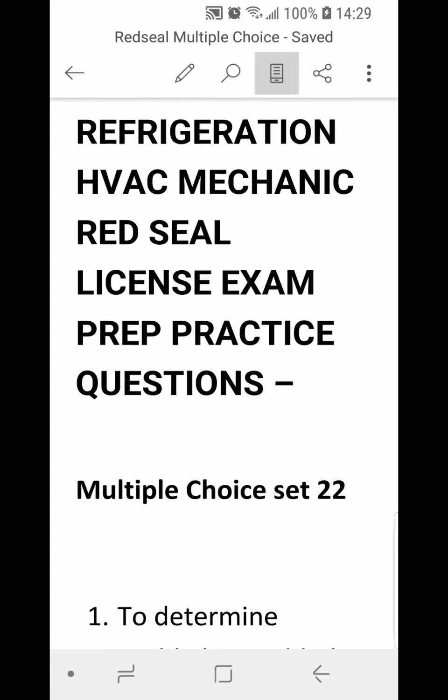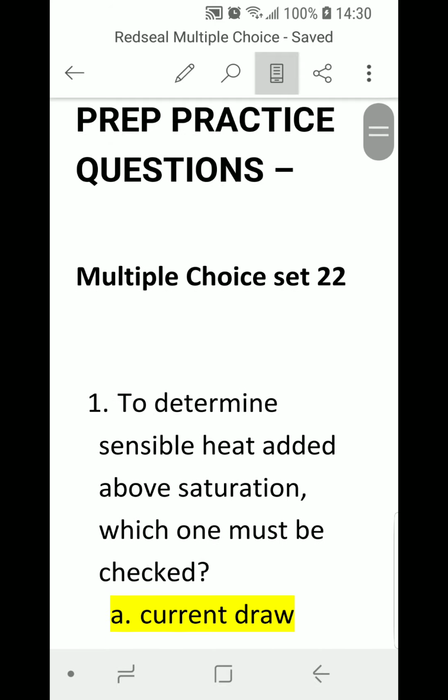This is multiple choice set 22 of the refrigeration HVAC mechanic red seal practice questions. So, right away, starting with number one.